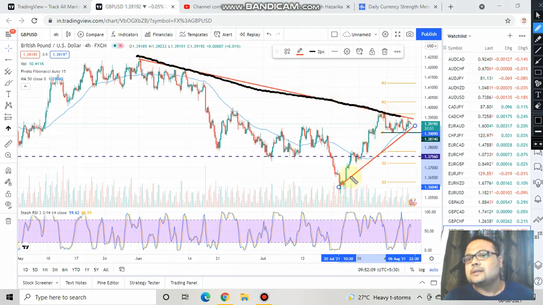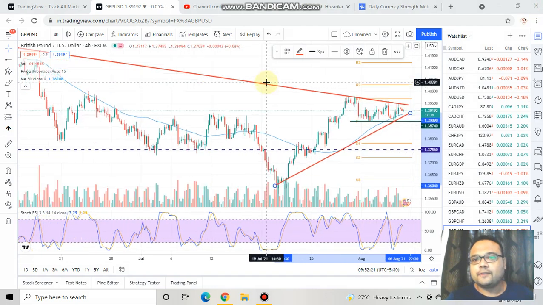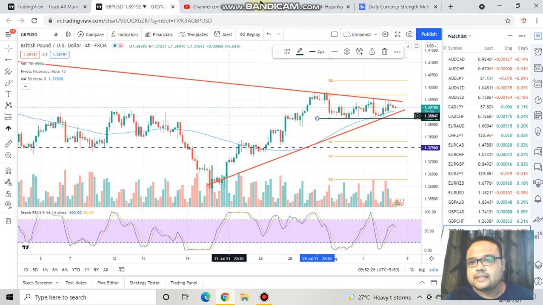But this line is comparatively quite new. Therefore, this line has not established itself as a strong support for the market yet. Therefore, we cannot rely on it much as of now. Still, I have drawn it. And right now, the market is trying to take support at this particular price level.